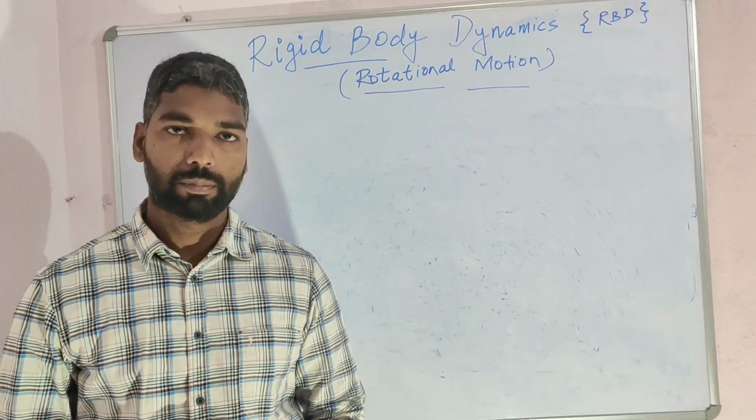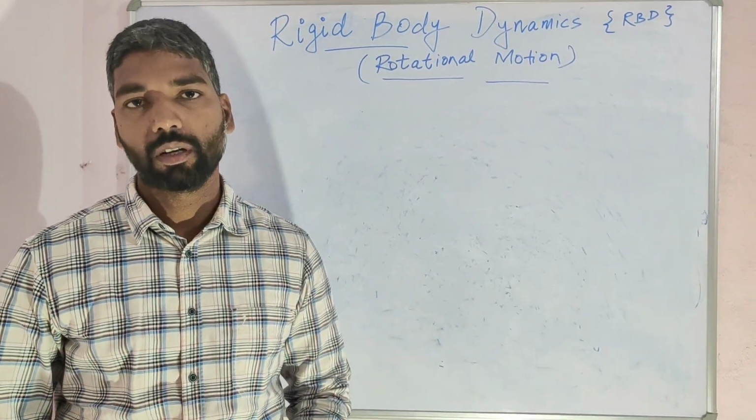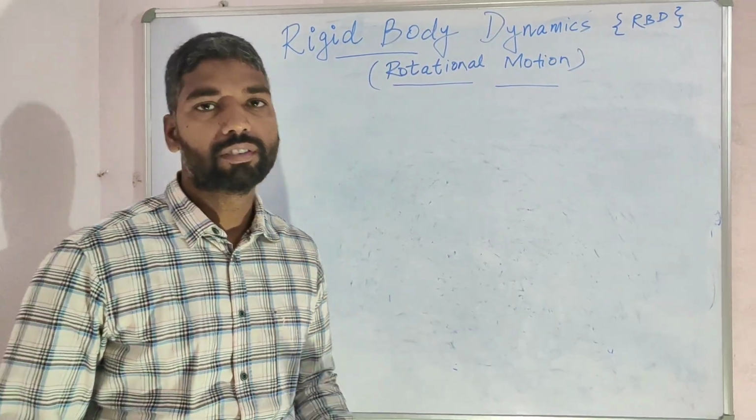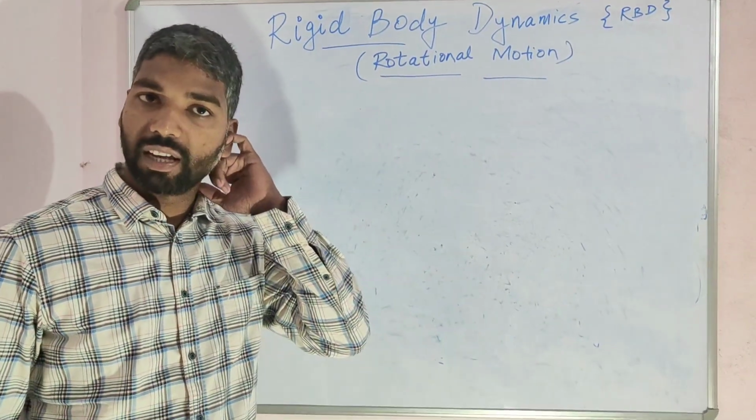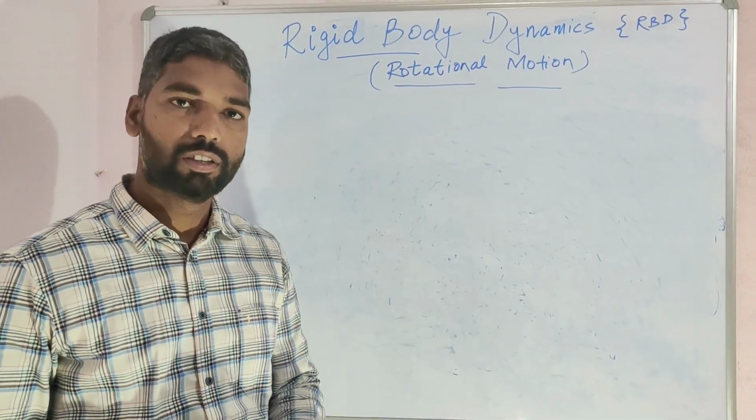Let's start with a new chapter, rigid body dynamics, also known as rotational motion. First of all, what is a rigid body? A body which has a fixed shape, size, and geometry is known as a rigid body.